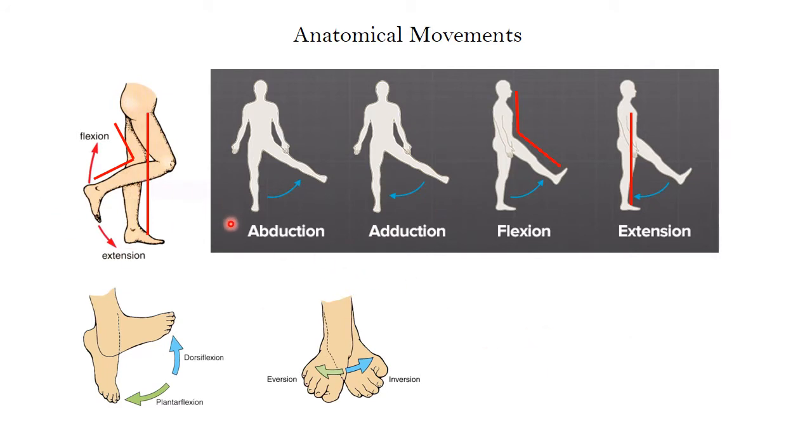First, I want to start with abduction and adduction because it's very similar, and by very similar I mean exactly the same as the upper limb. Abduction is going to be away from midline, and adduction is going to be toward midline.